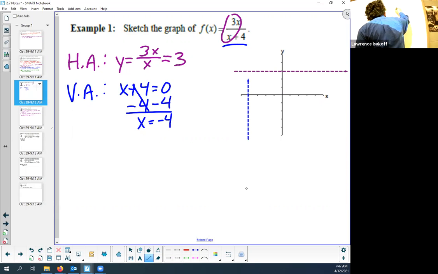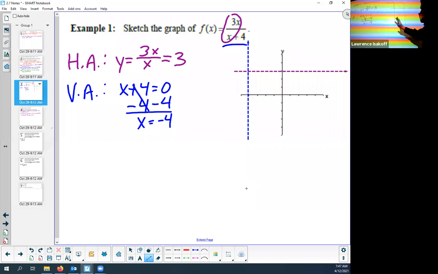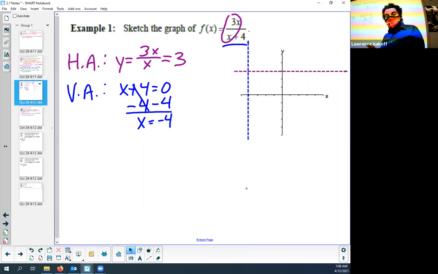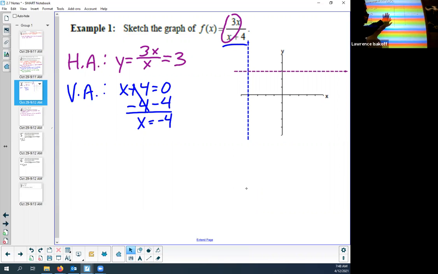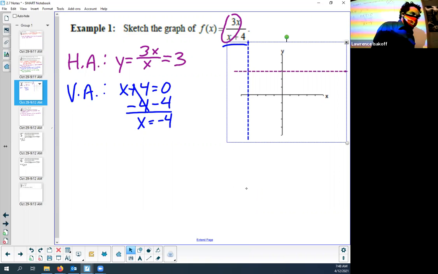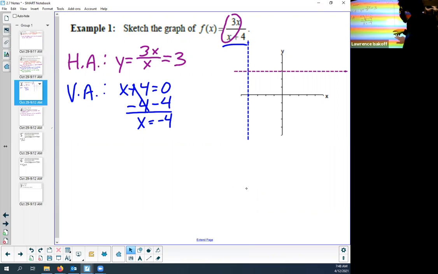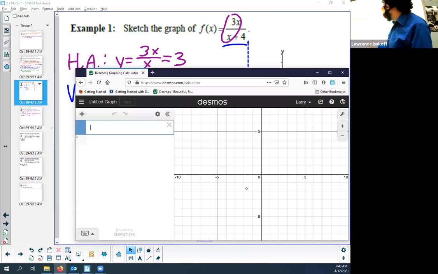So that would look something like this. Now I just need to figure out where it curves along. That's where I'm going to utilize Desmos. Usually a rational function like this will be down in the lower left corner and the upper right corner. That's what my gut's telling me. We could plug in values to see, but if we've got a graphing calculator, let's just utilize that.